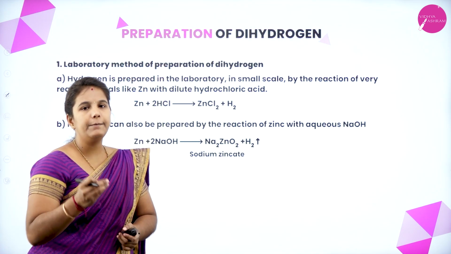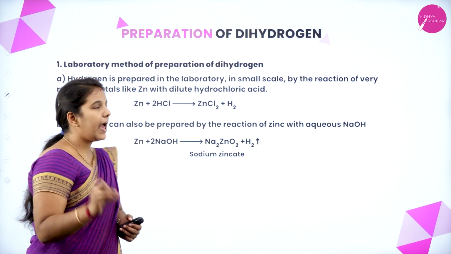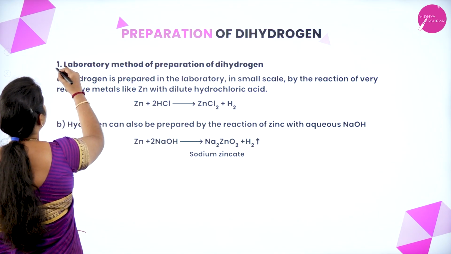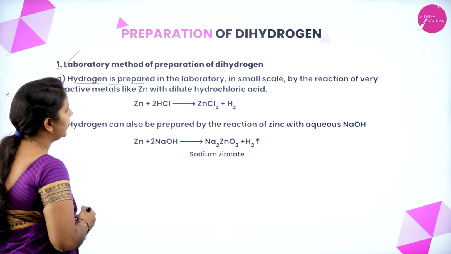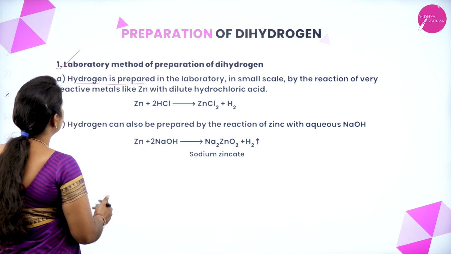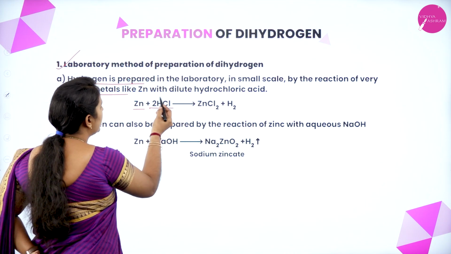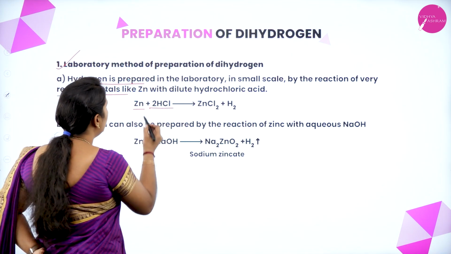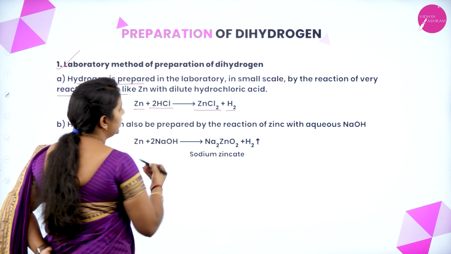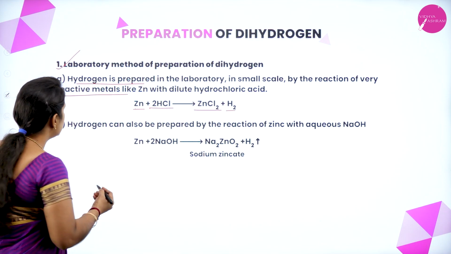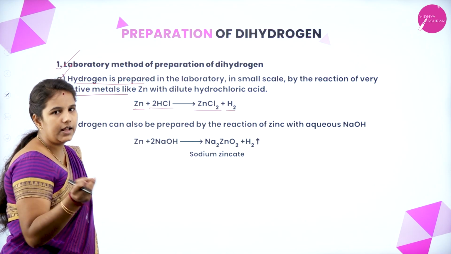Next we'll go for the preparation of hydrogen. In that we'll go for the first one, that is the laboratory method of preparation of dihydrogen. Hydrogen is prepared in the laboratory on a small scale by the reaction of highly reactive metals like zinc with dilute HCl. Zinc reacts with hydrochloric acid forming zinc chloride with the liberation of hydrogen gas. So this is the first way to prepare hydrogen in very small quantity in the laboratory.